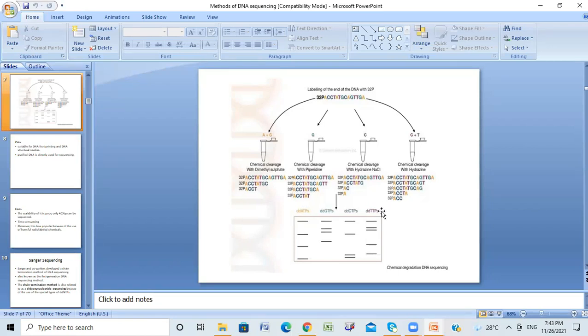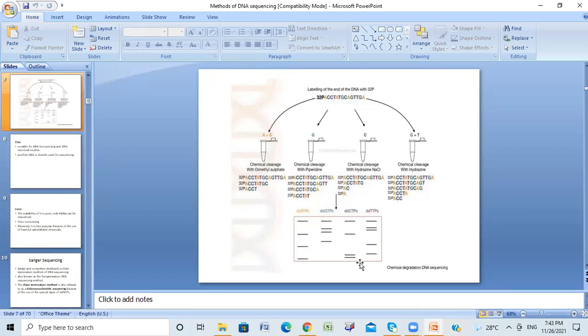Now this is the A tube, and this is the G tube, and this is for C, and this is for T. Then when you run the gel, these are the bands you will be getting.